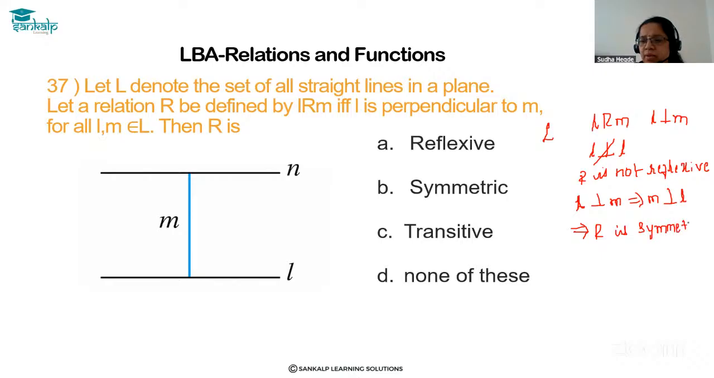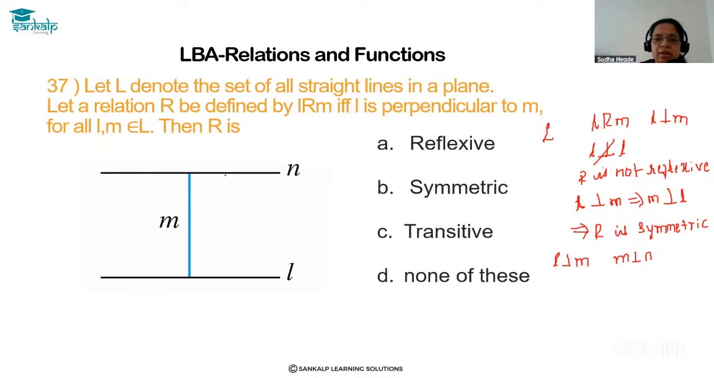R is symmetric. Next, check transitive. L is perpendicular to M. M is perpendicular to N. See in this figure.